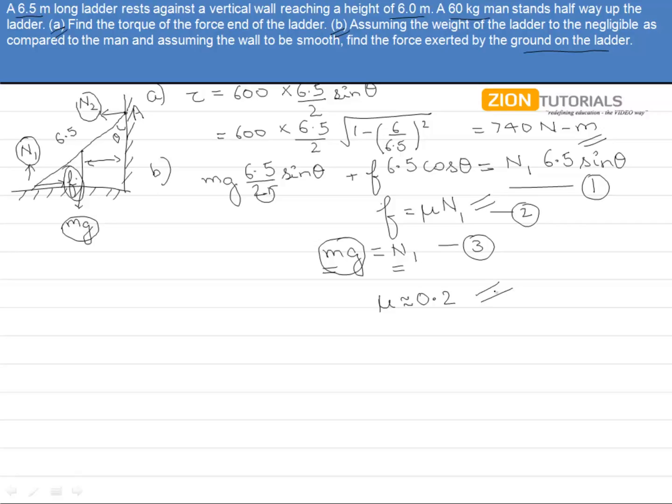Now we have to find the actual forces. So let us take the vertical forces, which is equal to N1, and that is equal to the mg force, which is approximately 590 newtons, and let us take the horizontal force, which is due to the frictional force, and that comes out to be approximately 120 newtons.